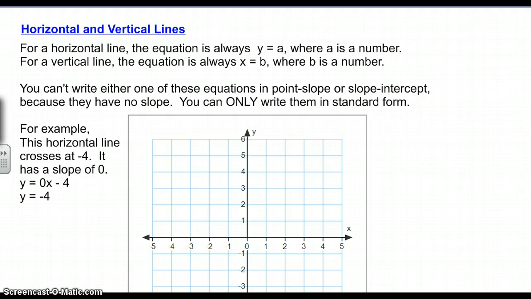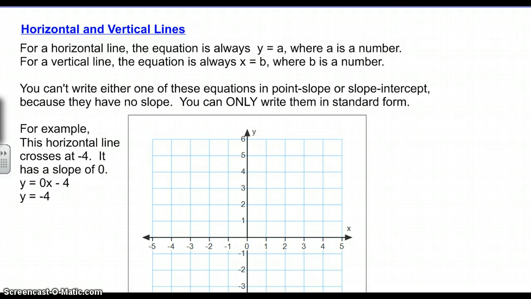Horizontal and vertical lines are a little bit trickier because for a horizontal line the equation is always y equals a, where a is some number, and for a vertical line the equation is always x equals b, where b is a number. You can't write either one of these equations in point-slope form or slope-intercept form because they have no slope. You can only write them in standard form.